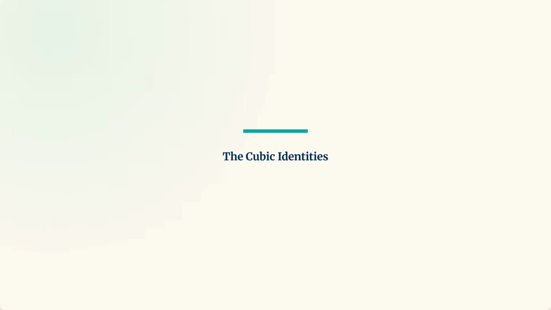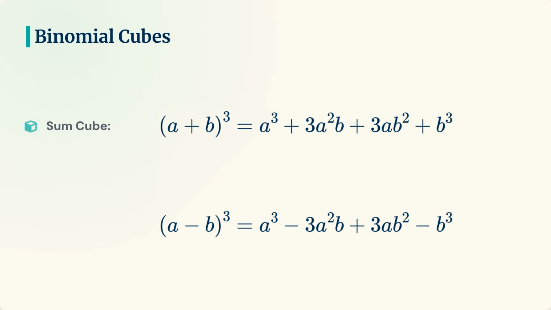Next, we examine the cubic identities, which involve third-order polynomial expansions. These identities allow us to handle algebraic expressions with higher powers efficiently. The binomial cubes include the sum cube and difference cube formulas.